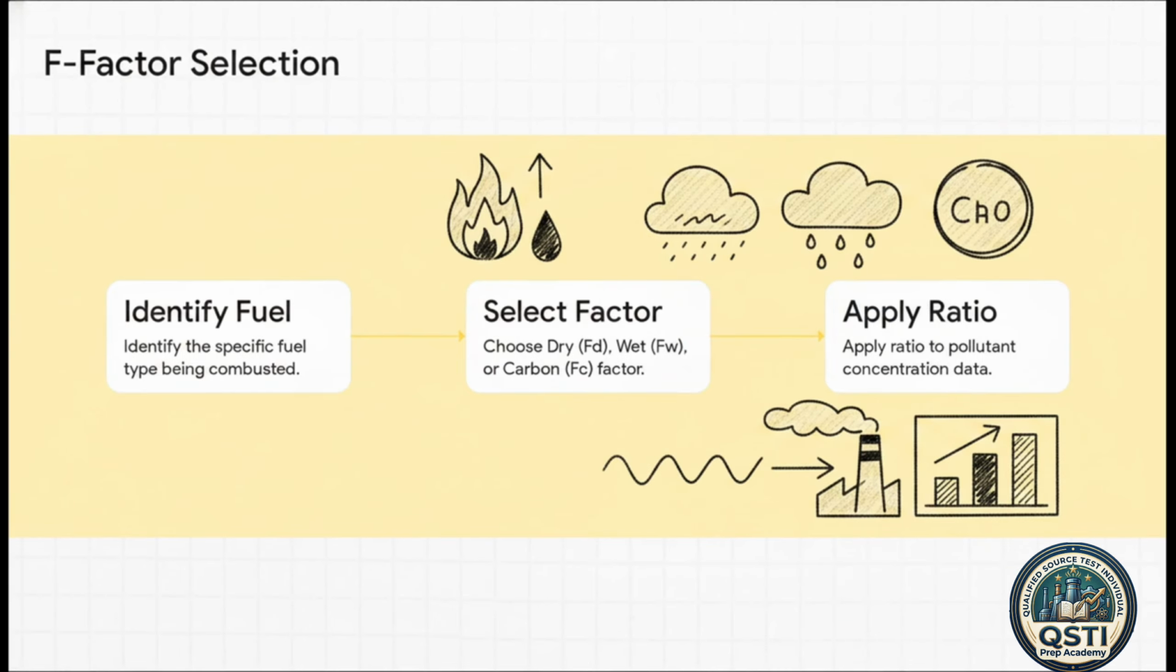So once you have your moisture fractions locked down, you need to determine your F factors to calculate pollutant emission rates. An F factor is simply the ratio of combustion gas volumes to heat inputs. When your team goes to use these, you're going to follow a systematic three-step dance. First, identify your specific fuel type. Second, select the appropriate factor, either the dry F factor, which excludes water, the wet F factor, which includes all combustion components, or the carbon F factor, which only includes carbon dioxide. And finally, you just apply that selected ratio right to your measured pollutant concentration data.